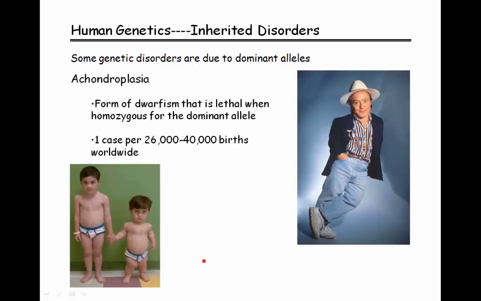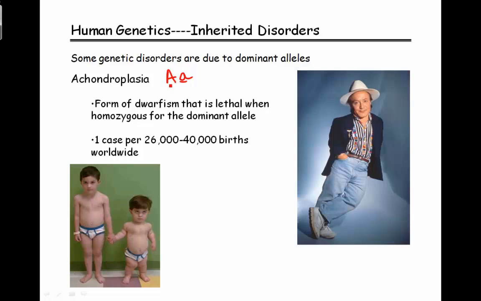Another example is a type of dwarfism called achondroplasia. This form of dwarfism is lethal when you're homozygous dominant. So if you do have individuals with achondroplasia, we know they are going to be heterozygous for sure, because it's lethal if there are two big A's. With dominant disorders, it's usually a pretty good assumption that if someone has the disorder, they are heterozygous. So if someone has this type of dwarfism, they have one big A.